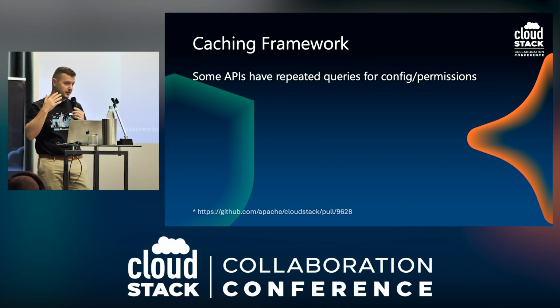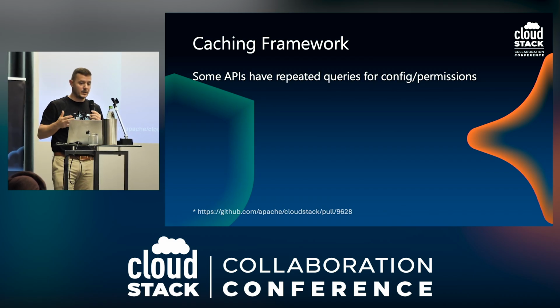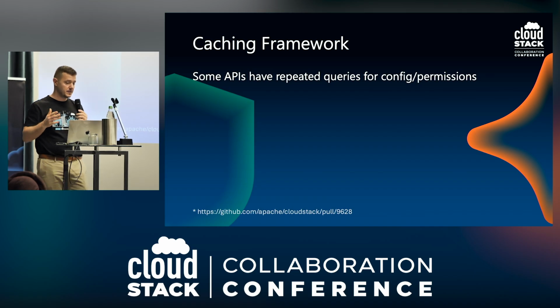If you think about the deploy virtual machine API, that is one of the most complicated APIs in CloudStack, and for each and every resource that it touches, like the CPU, the memory, it goes and asks for permissions, goes and asks for specific configs, and that is kind of repetitive.